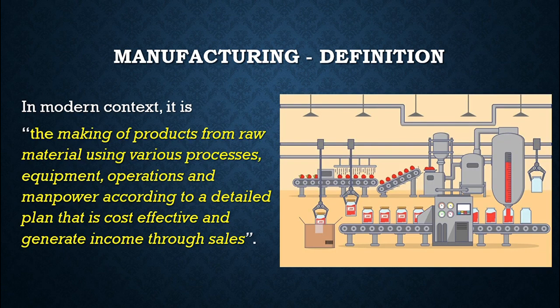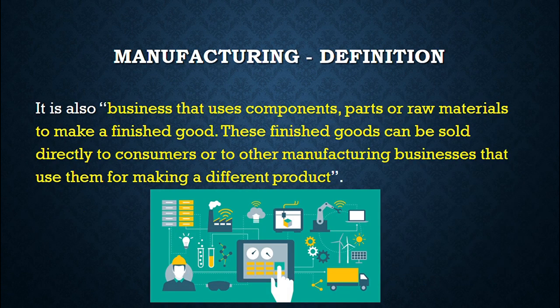In a further modern context, it is the making of products from raw material using various processes, equipment, operations and manpower according to a detailed plan that is cost effective and generates income through sales. Manufacturing is also a form of business that uses components, parts or raw material to make a finished good. These finished goods can be sold directly to consumers or to other manufacturing businesses that use them for making a different product. Hope you got the theme well.